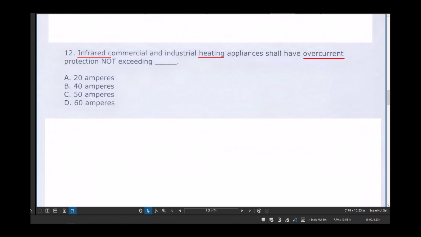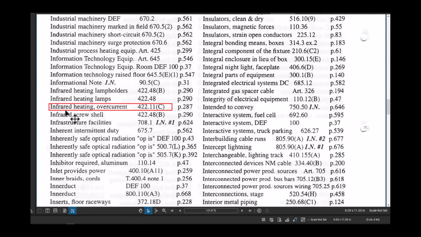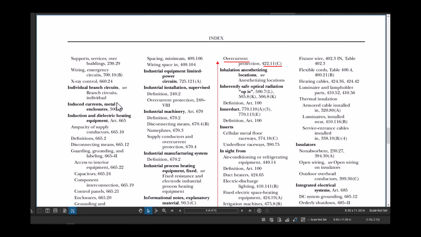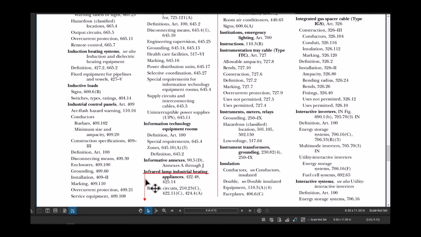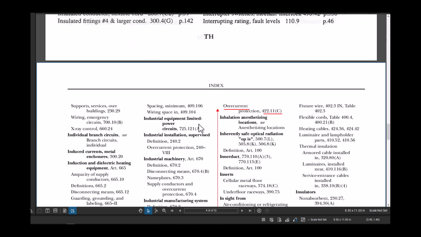We go to the Tom Henry's index, we have infrared heating, overcurrent, 422.11(C). We go to index and we go from A, B to overcurrent protection, 422.11(C).